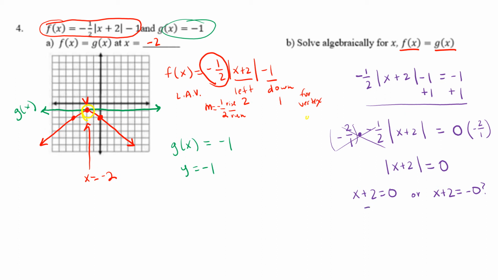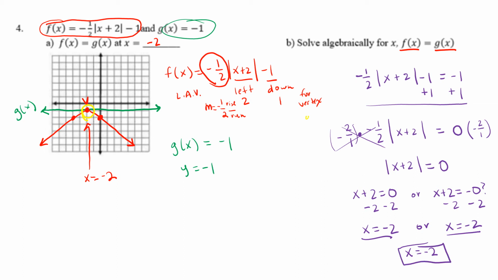Because if we solve this, subtract 2, x equals -2, or subtract 2, -0 minus 2 is still going to be -2. We end up with the same exact answer on both of them, telling us that we just need x equals -2. Which is good. That matches up with our graph over there.